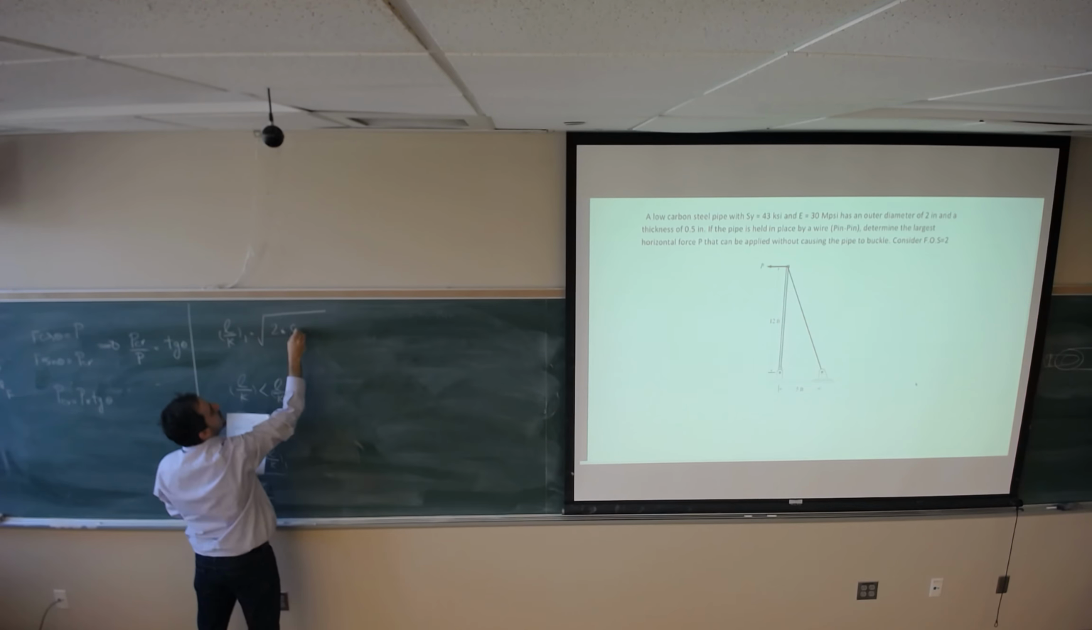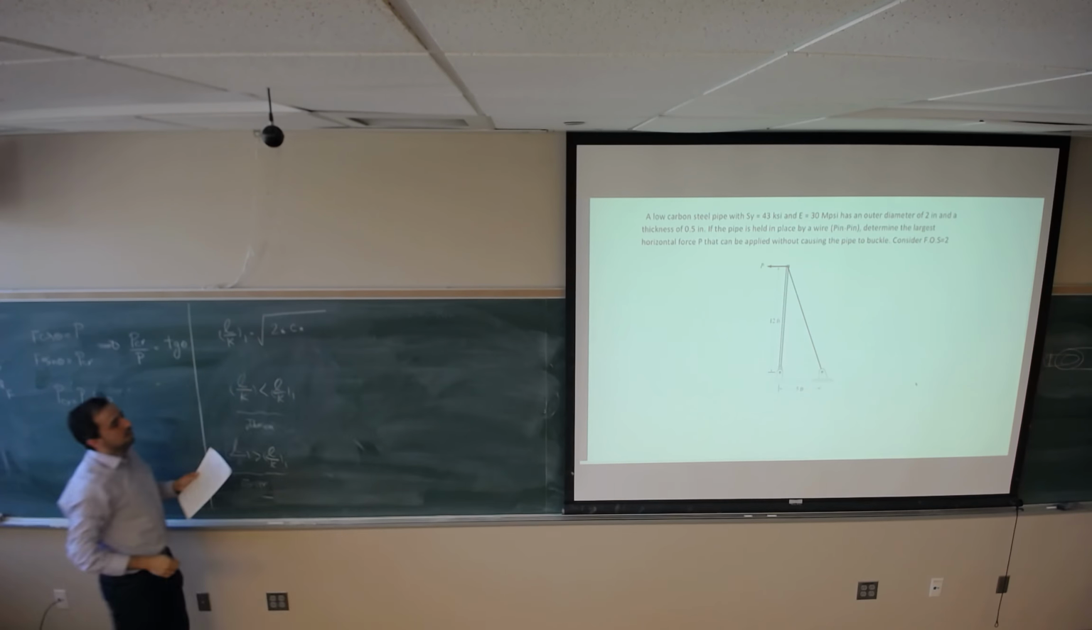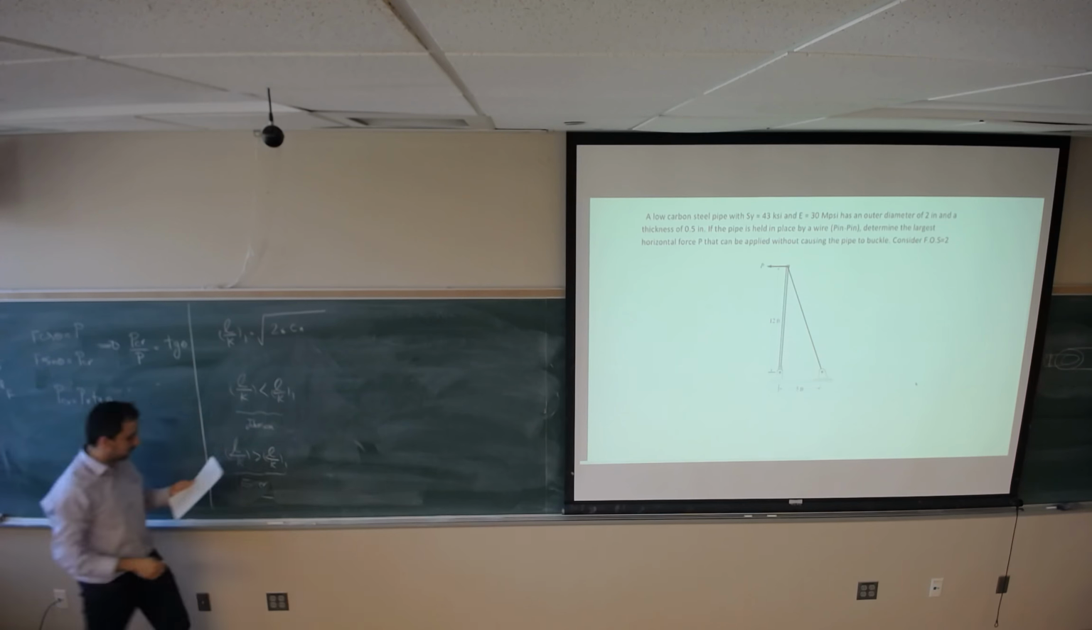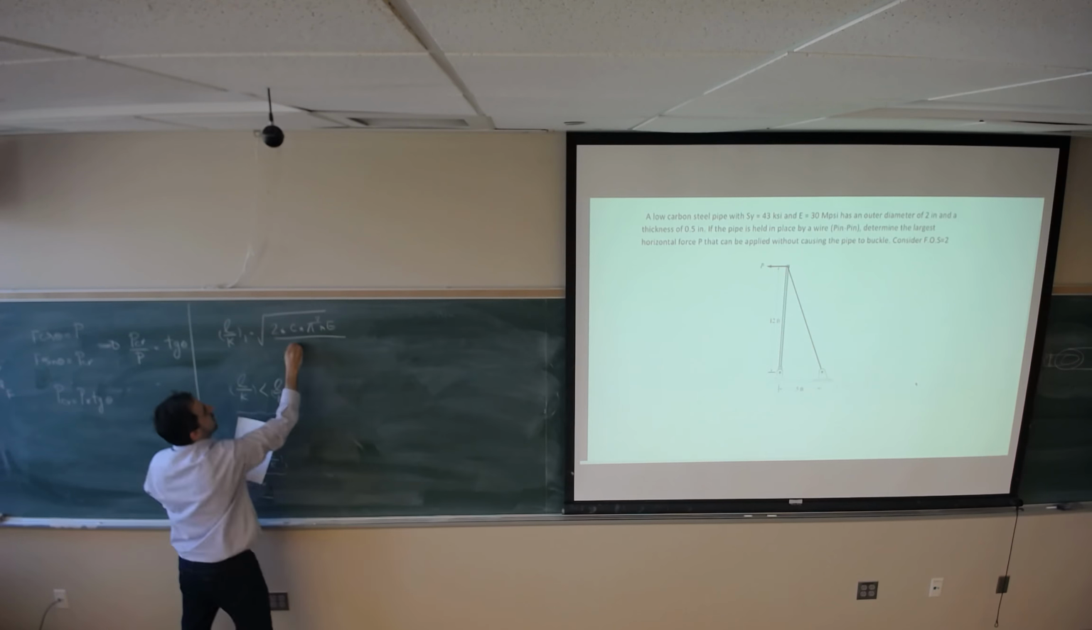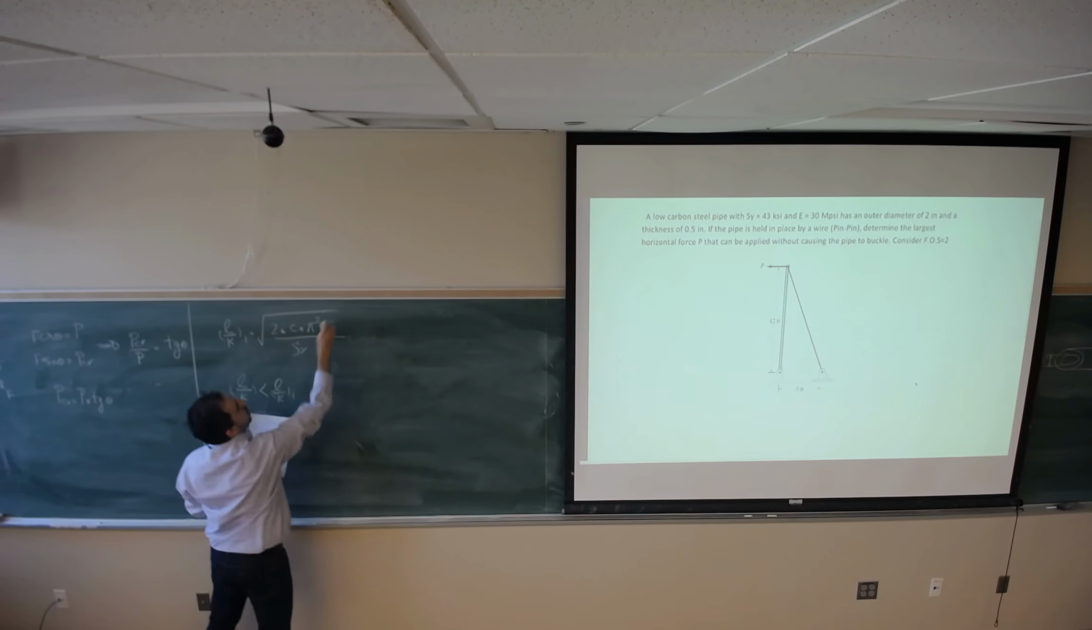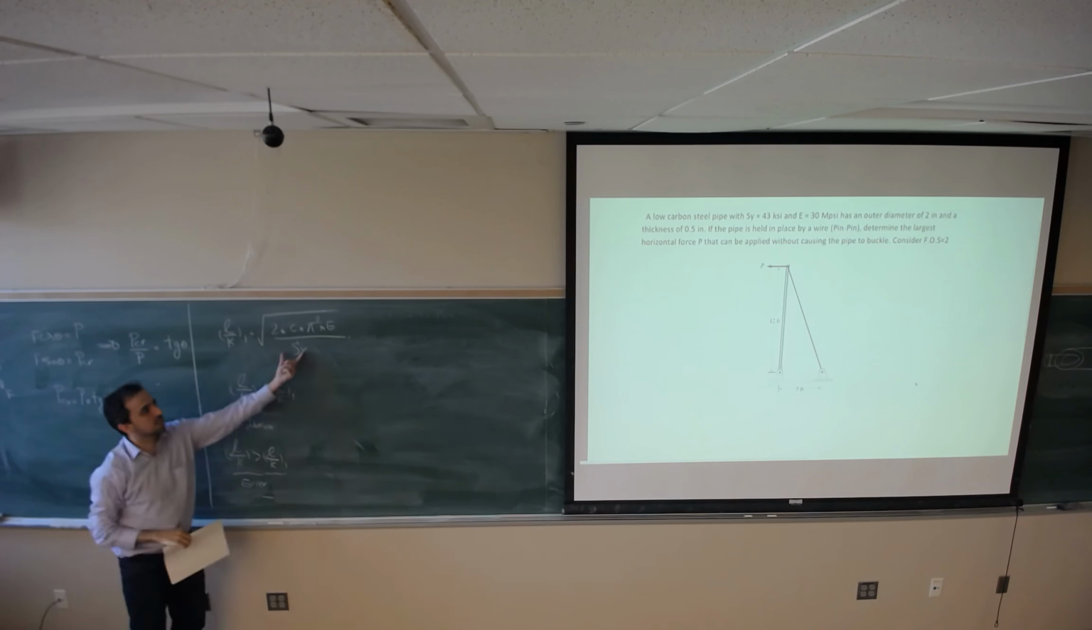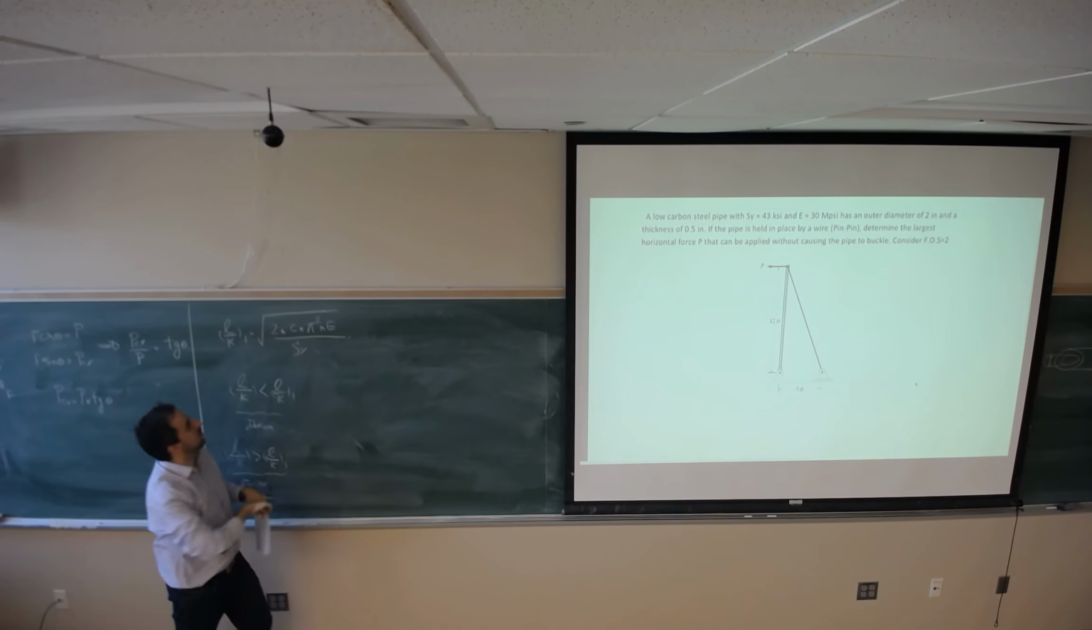L over K1 just depends on the specification of the material, which is the square root of 2 times C pi squared E over yield strength. C is the end condition. Here we have a pin, so C is going to be 1. So no geometry is involved in L over K1.